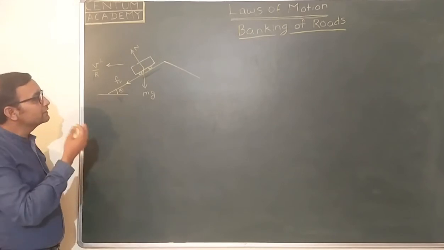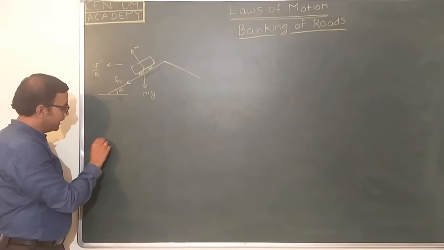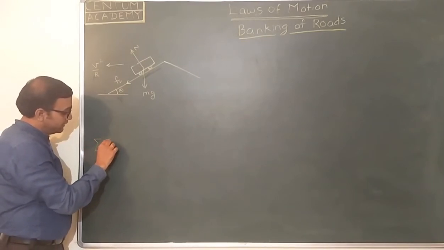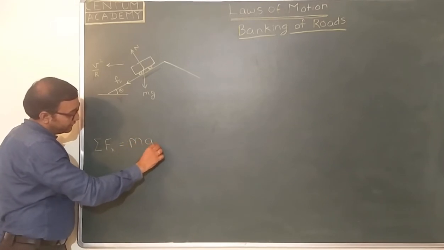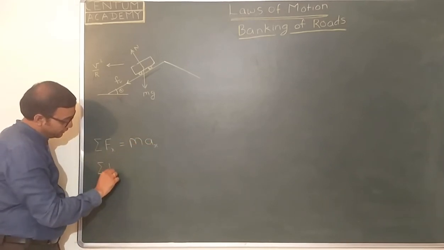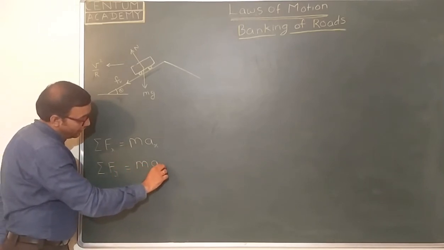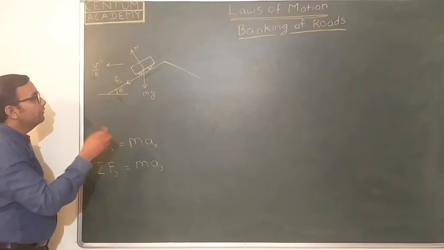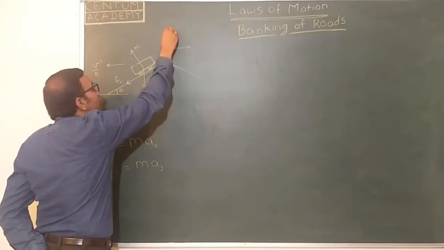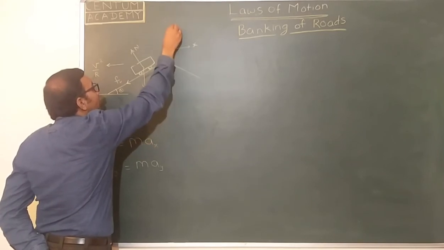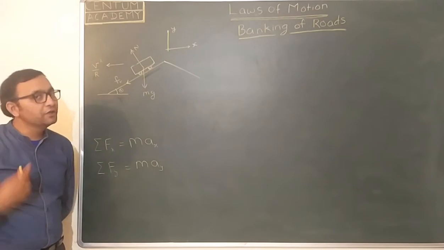So let us resolve the forces and write down Newton's second law equation. This is how we write it in scalar form, right? Sum of all forces along the x direction is m into ax, and sum of all forces along the y direction is m into ay, right? Now, first I need to choose my xy axes. So I take horizontal and vertical axes. This is the way it is given in your textbook.